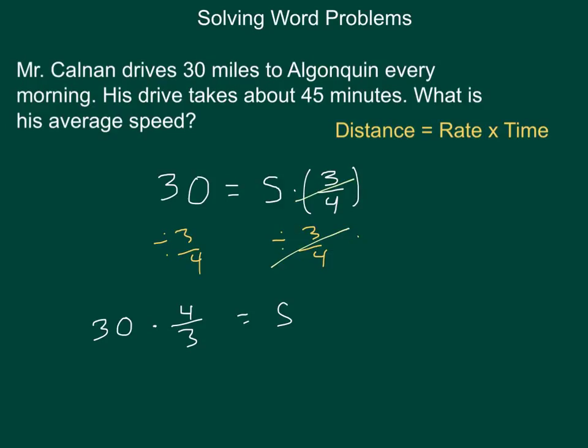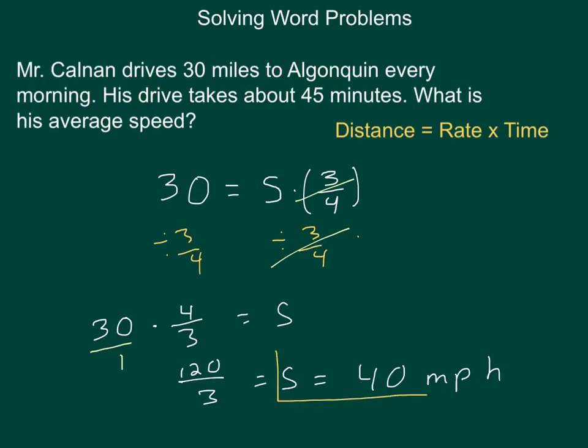What might make that easier to multiply is to put the 30 over 1, and then you're multiplying numerators, multiplying denominators. 30 times 4 is 120. 1 times 3 is 3. And so then we could actually just reduce that. 120 over 3 ends up being 40 over 1, or just 40. And then we put the label on it of miles per hour.